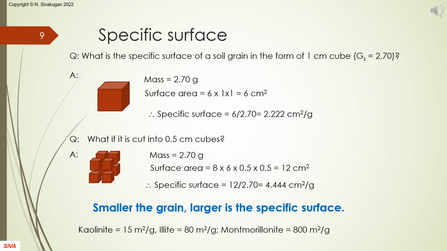The purpose of this exercise is to show that when the grain size decreases, the specific surface increases.